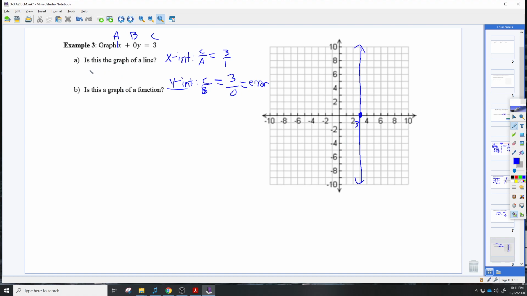Is this a graph of a line? Yes. Is it a graph of a function? If you remember good old VLT, it would absolutely fail being a function right here if you draw a straight line there because you hit all points. So no, we could say it fails the good old VLT, which is a good enough example here.